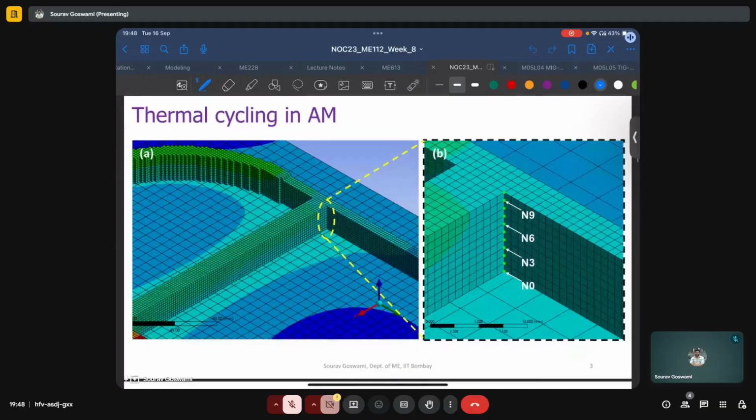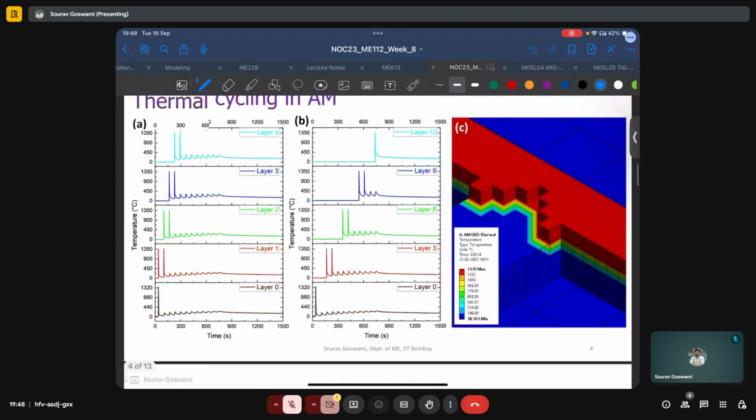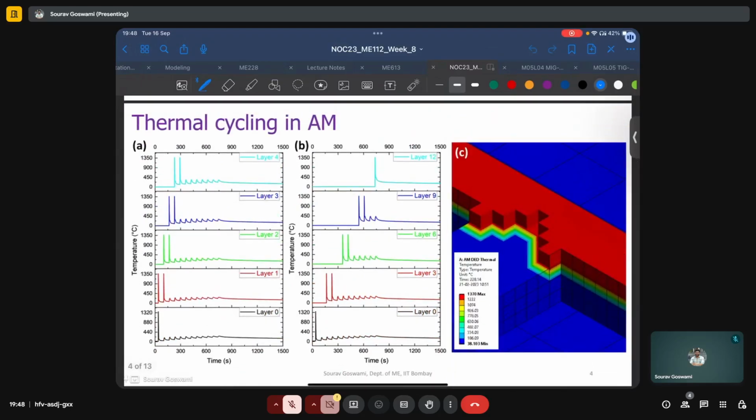So just to provide more insights into the thermal cycling aspect that we discussed in today's live session, I had modeled a simple direct energy deposition problem in a commercial package. And for the deposition of some simple geometry with a relatively coarser mesh, I looked at the temperature histories at a few nodes. We built 12 layers and I plotted the temperature history at every third node, which is shown here as N0, N3, N6, N9, and so on.